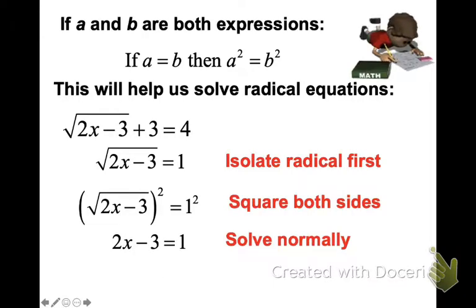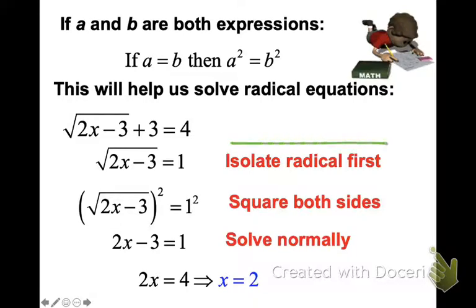Add 3 to both sides and divide by 2. And that's all there is to it. The main thing you need to remember is isolate the radical first. That seems to be the number one step that students forget.